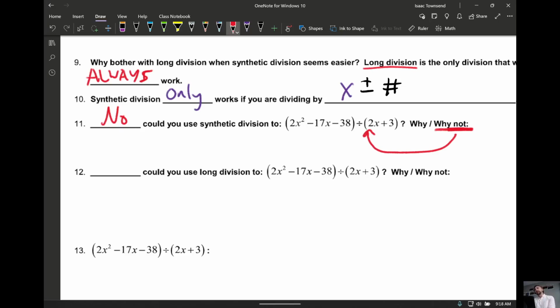Now, technically, you can learn a couple more steps and then do synthetic division this way. But honestly, I don't even memorize those steps. I couldn't tell you what those steps are off the top of my head, because you're going to need synthetic division for other stuff anyway. So a good rule of thumb is x plus a number, x minus a number, synthetic division. If it's not set up that way, then you can't do it. But if you want to do long division, you certainly can, because it always works.